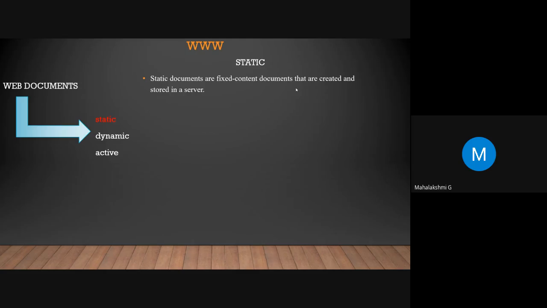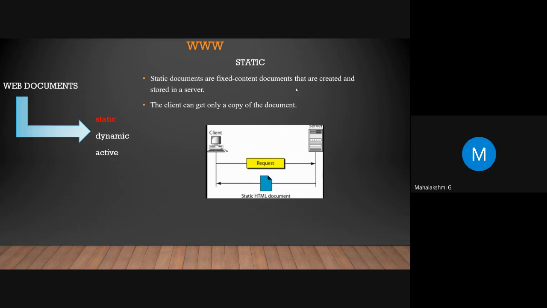The client can get only a copy of the document, in other words, the content of a file, or determine when the file is created, not when it is used. Of course, the content in the server can be changed, but the user cannot change it. When the client accesses the document, a copy of the document is sent.